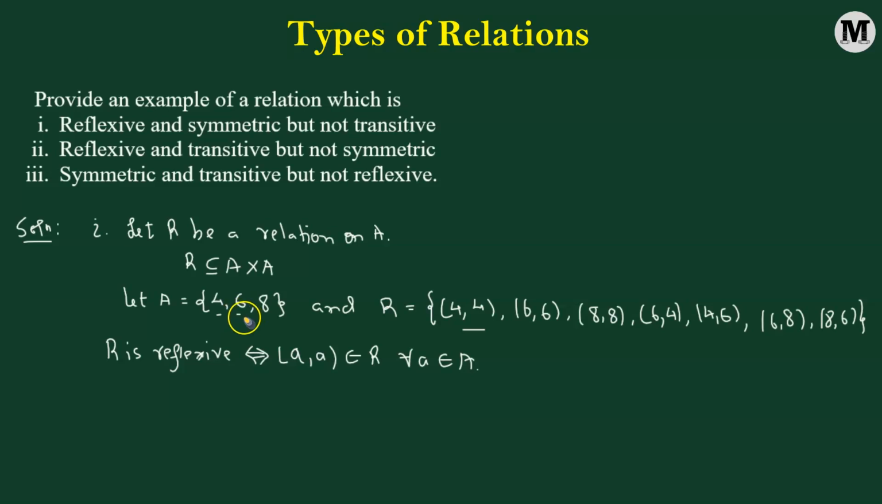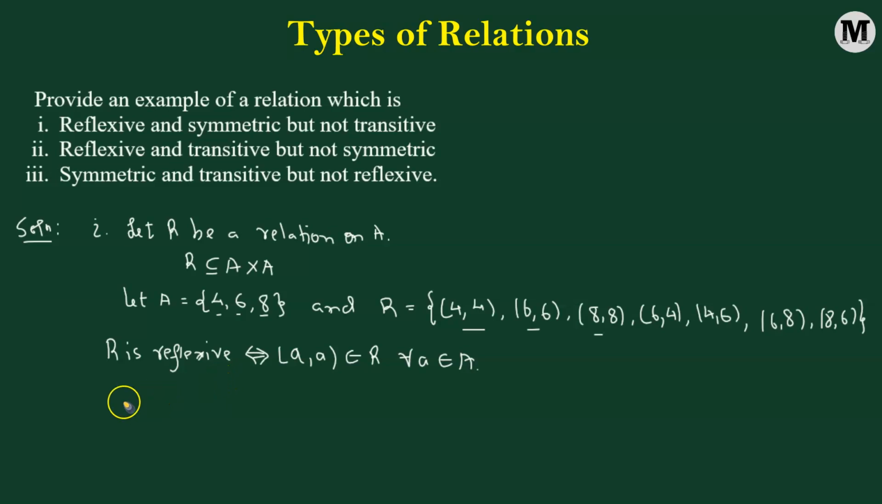If we consider the next element which is 6 from the set A, then we have the ordered pair (6, 6) present in the relation. And then finally, if we pick up the third element 8, we also have the ordered pair (8, 8) present in the relation. That means all the elements of the set A, which is 4, 6 and 8, have the corresponding ordered pairs (4, 4), (6, 6) and (8, 8) present in the relation. So here clearly R is a reflexive relation. Okay, next we'll show that R is also a symmetric relation.